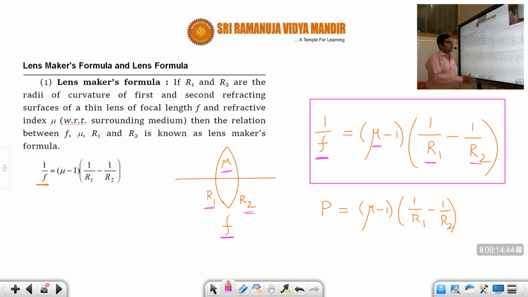Okay. And 1 by f is called power. So, power is equal to mu minus 1 times of 1 by r1 minus 1 by r2. Okay, students. So this is how this formula is derived and all.